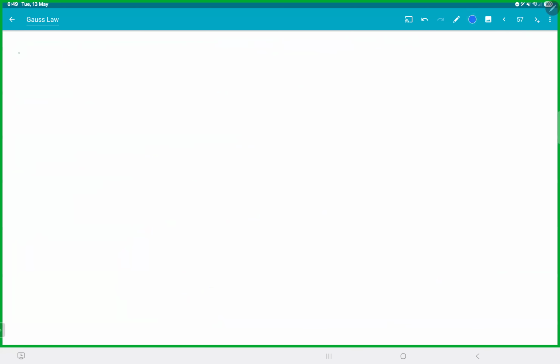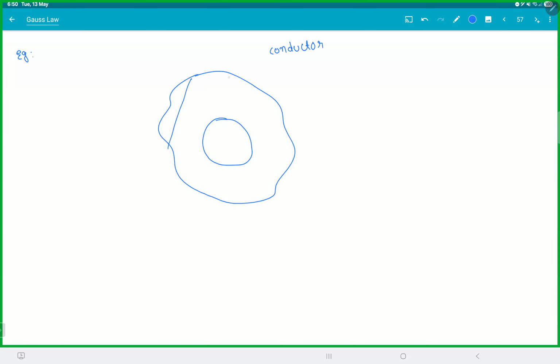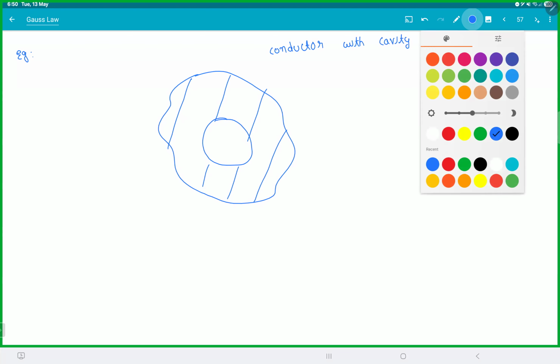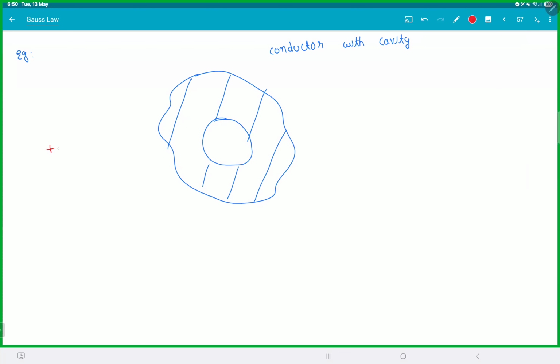So there is a question like this in one of the PYQs. There is a conductor here, and let's say it has a cavity also. And the question was like this. There's a plus Q charge here. How will the field lines be? How do you think the field lines will be? Can the field lines go like this?